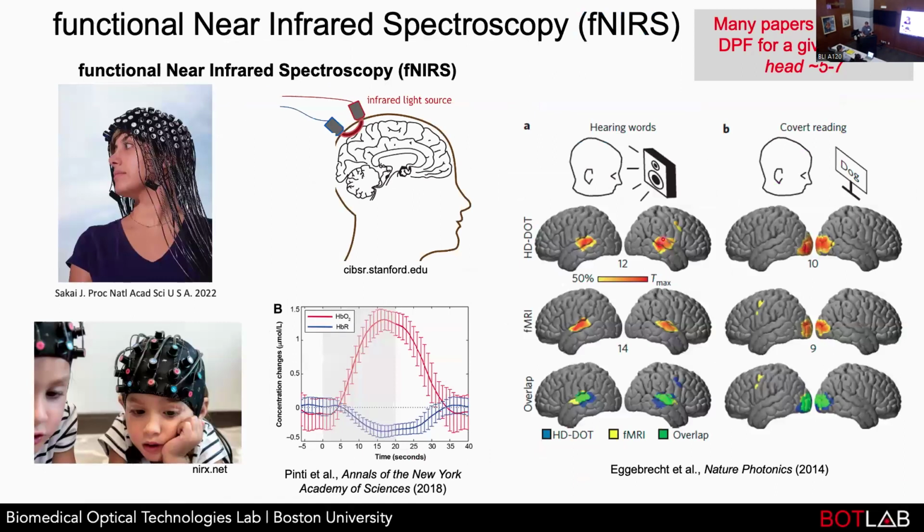So take a look at a figure from this paper from Nature Photonics from a few years ago. Here they're looking at what's called high density diffuse optical tomography, but it's a version of fNIRS. And they are showing when a volunteer is hearing words, this part of the brain is lighting up, versus when they're reading to themselves, this part of the brain is lighting up. Right, so here we can say the DPF is approximately X, like 5 to 7, and it's enough to know where this is occurring. Sometimes you want to know the magnitude, but you don't need to go all the way to mu A and mu S prime.